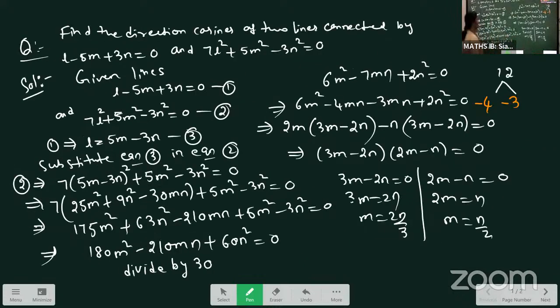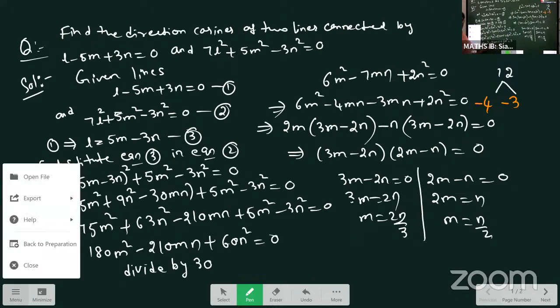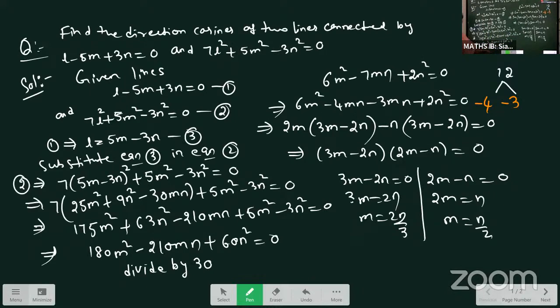So here is one more important step. We got the equation in terms of bigger numbers, so first simplify it. Like 180, 210 and 60 are there. If you divide by 30, you will get a smaller equation, that is 6m square minus 7mn plus 2n square. So this is easy to find the factors, and further simplification will be easy. So that is how you have to solve such kinds of questions.